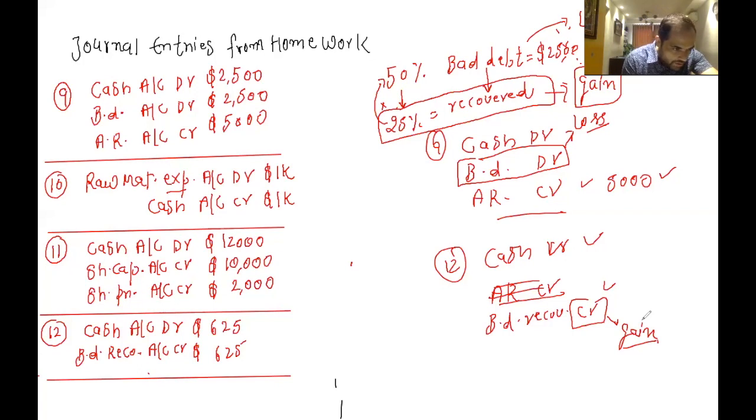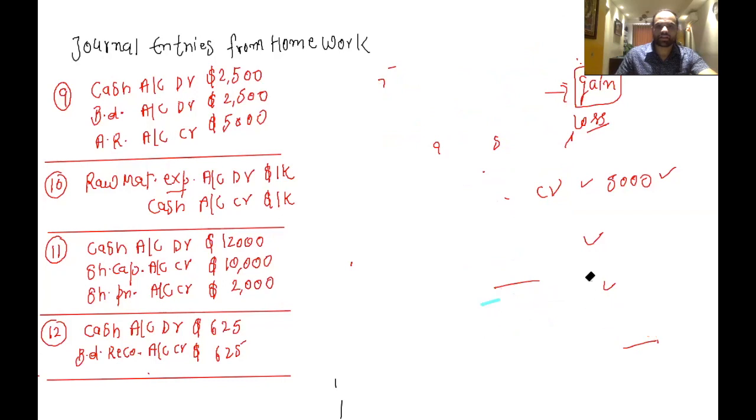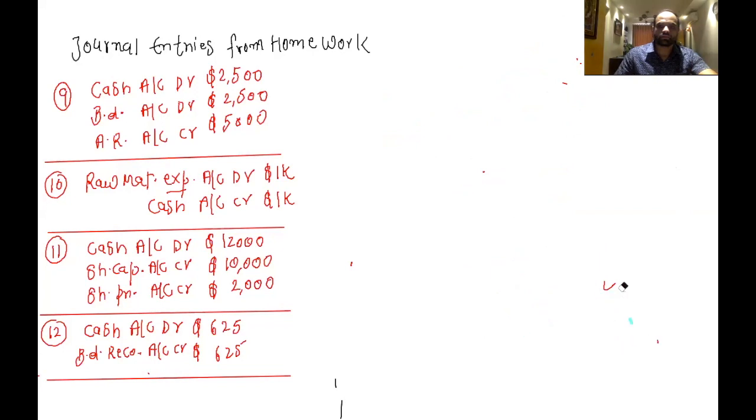Number 13 is interest received 200. I have cash account for debit 200, and interest income credit for 200. Yes.